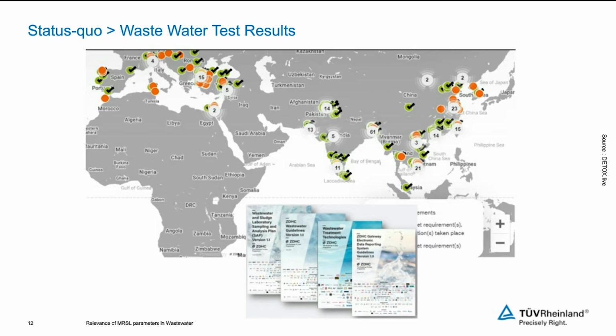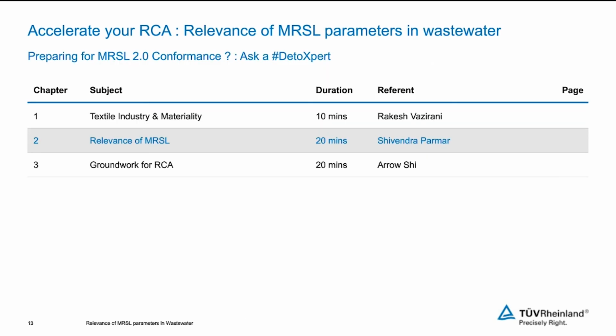Now, having looked at the why question, let's look at the what. What are some of these harmful chemical substances that we are talking about, and where are they typically used during textile production? For this, my colleague Mr. Shivendra Parmar will share further insights based on what our labs have experienced, together with the data analysis work that was performed by Evelyn. Thank you, Rakesh.